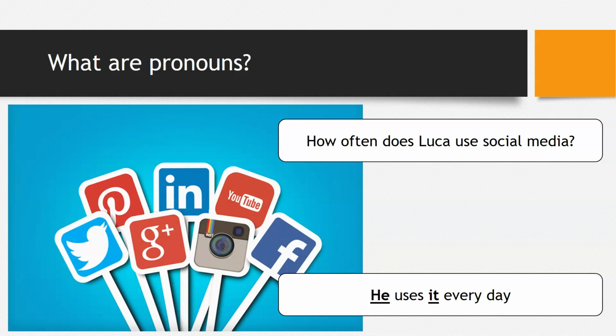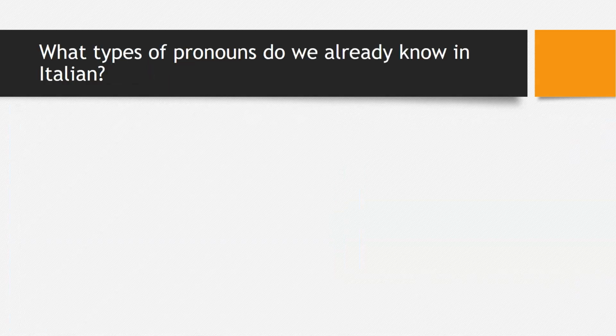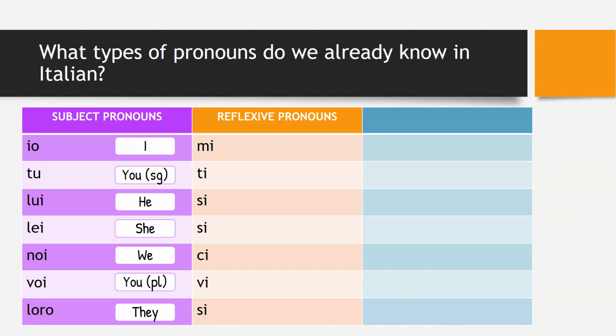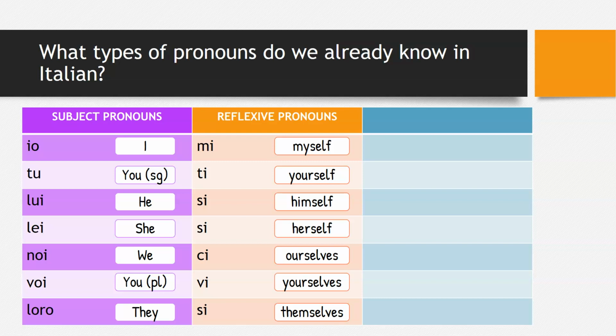Now, we already know some pronouns in Italian. Let's have a look at those. We've learnt about subject pronouns and we've learnt about reflexive pronouns. You can see the subject pronouns there in purple and their English translation here. So these are words which replace the person or indicate the person who is doing an action. Our reflexive pronouns, our translation is here. And you learnt these when you were learning about reflexive verbs. For example, svegliarsi, alzarsi, divertirsi.